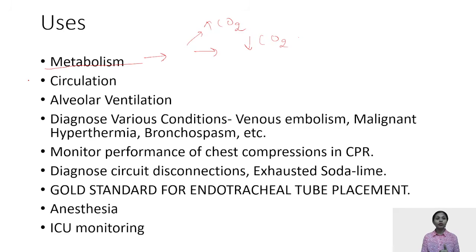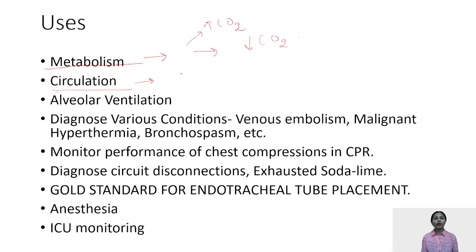Second, circulation. As I've already told, CO2 is eventually carried in the blood to the alveoli, and there the exchange takes place, and finally the CO2 is expired. Now, because it is being carried in the blood, then obviously the circulation, the perfusion of the tissues, the cardiac output, everything is going to change the level of the CO2 that is being expired in the respiratory gases.